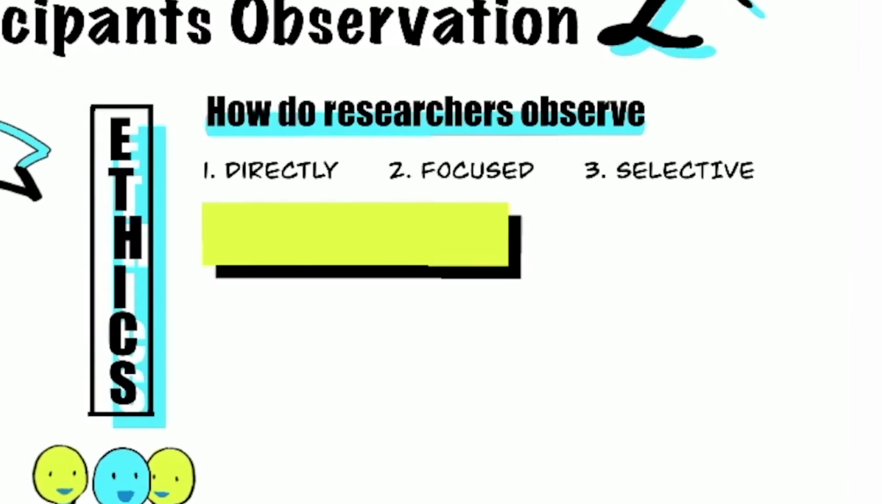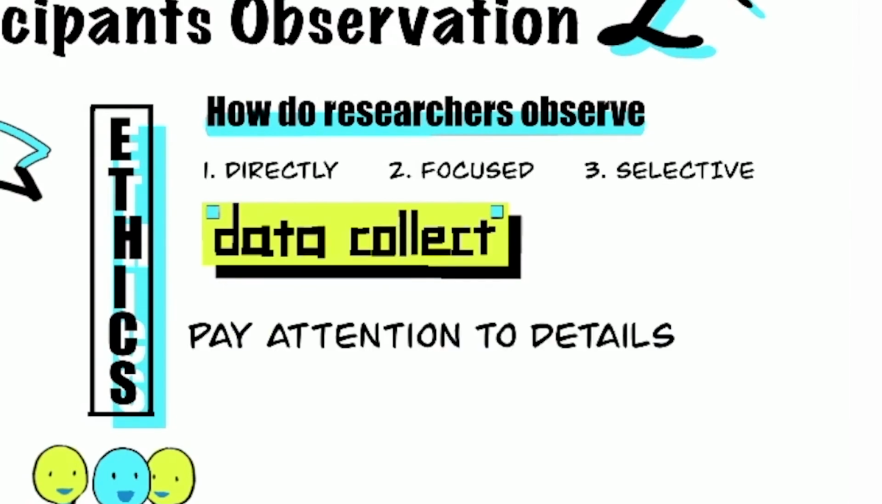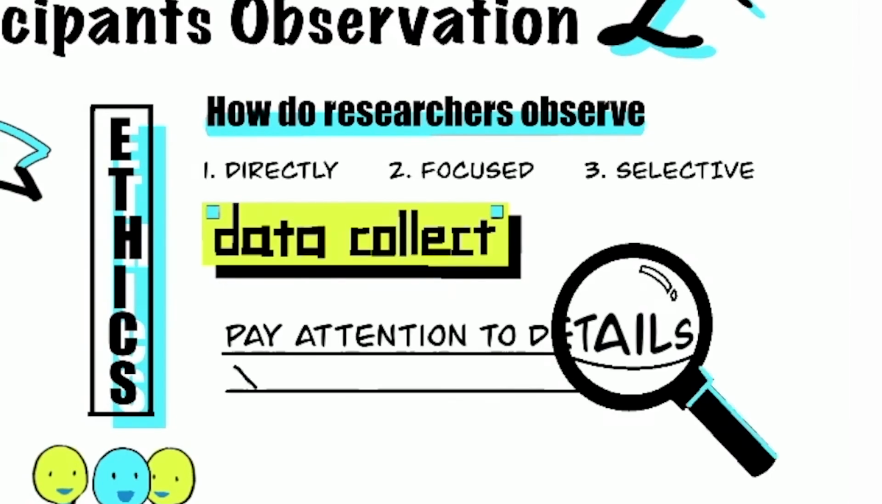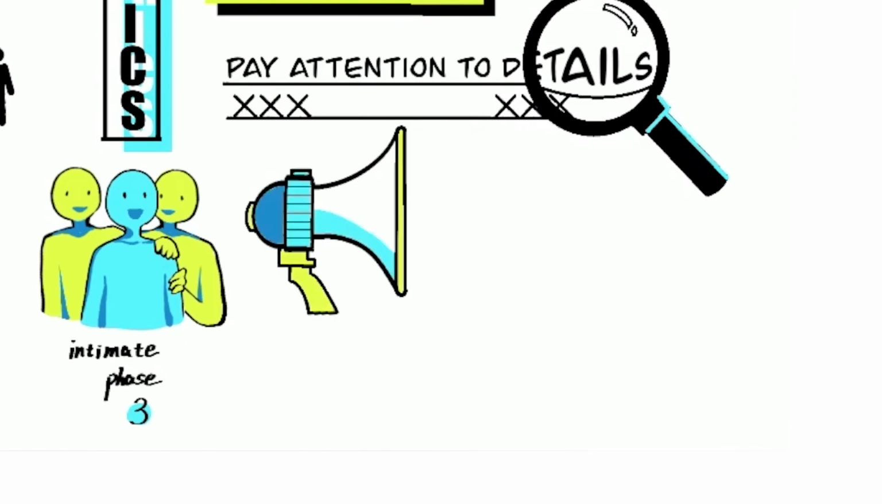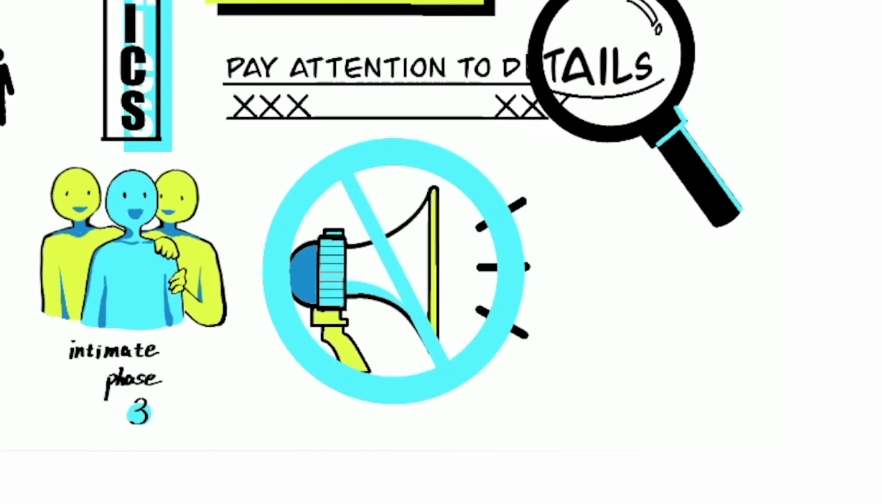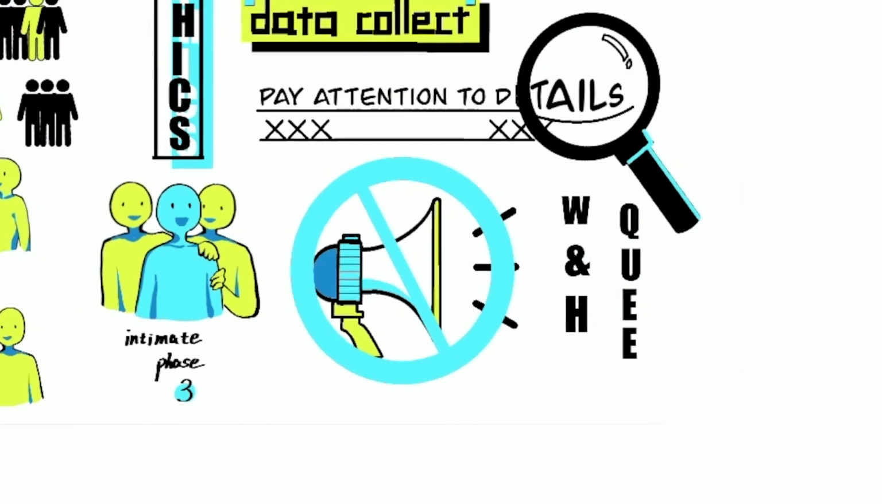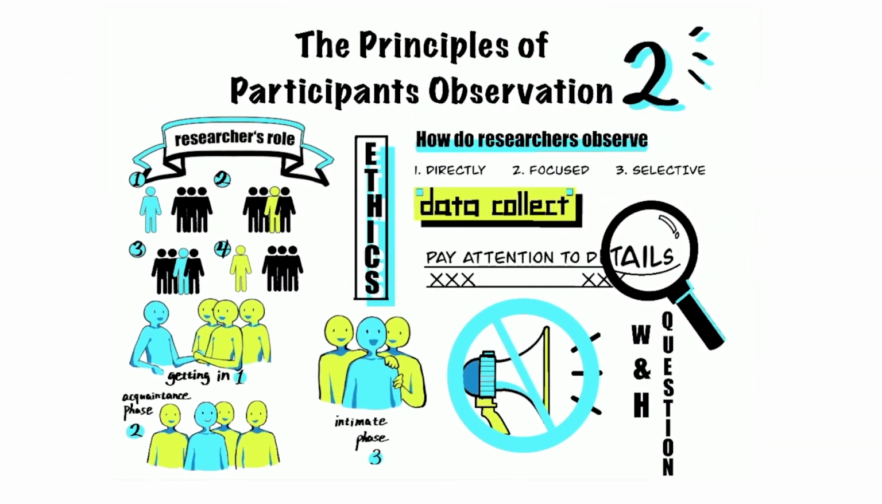And before I go, here are some tips for collecting data and taking field notes. First and foremost, pay attention to detail. Also, don't be too intrusive. Make sure to know all the important W and H questions. And lastly, try and shift your perspective for well-rounded observation.